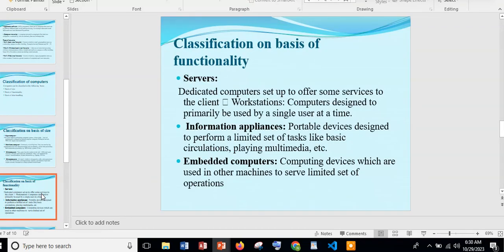The second classification of computers is done on the basis of functionality, and here we have the servers. These are dedicated computers set up to offer some services to the client. Then we have workstations. That is the second classification of computers based on functionality. These computers are designed to primarily be used by a single user at a time. The third one is information appliances. Are we together?